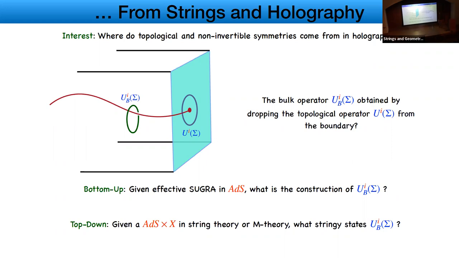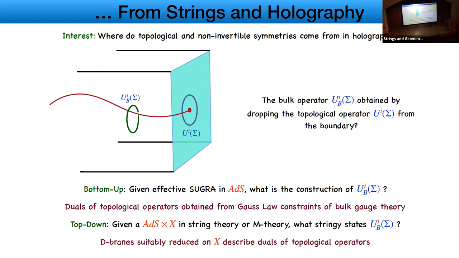In the first case, you can show that if I give you some effective supergravity theory, then there is a Gauss law constraint in the bulk theory that allows you to capture such a symmetry operator. And if you push this up to string or M theory, such an operator gets realized by some brane systems. Okay. And I'll try to describe each one of these separately.